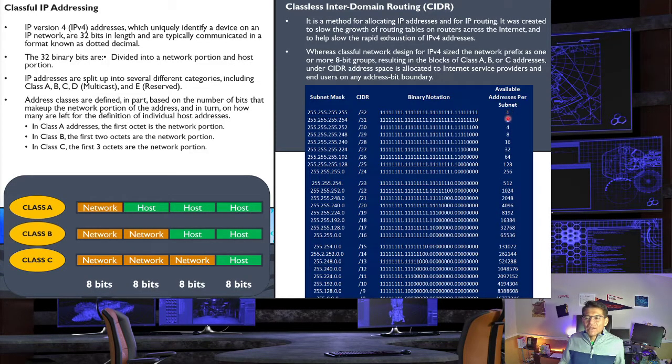You start with 1, then 2, 4, 8, 16, 32, 64, 128. These are the number of available IP addresses per subnet. If you go with a /24, you can have 256 IP addresses in such a subnet. And the lower you get into the CIDR notation, the more number of IP addresses you can assign to those particular subnets.